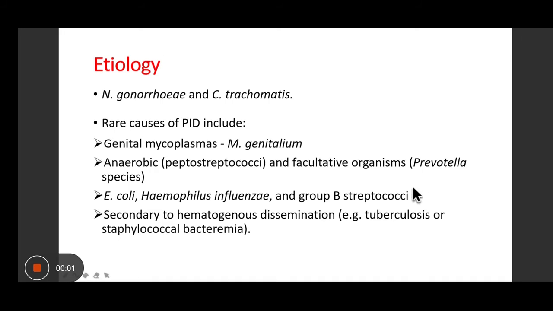Streptococci. We do screening of B streptococci in pregnant females. And it can be secondary to hematogenous disseminations, for example, tuberculosis. So you're well aware that tuberculosis can cause genital infection, that is a genital TB. Or through hematogenous spread or staphylococcal bacteremia. So these are the causes of your PID. The PID is basically inflammation and infection of the female reproductive system.